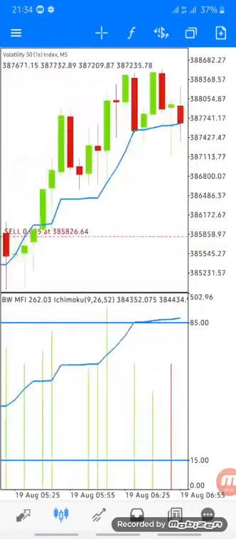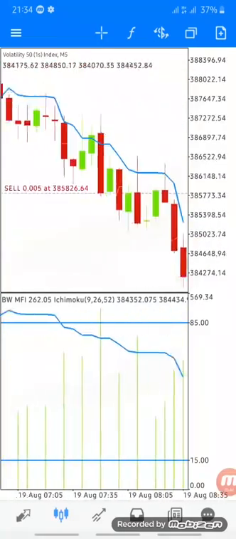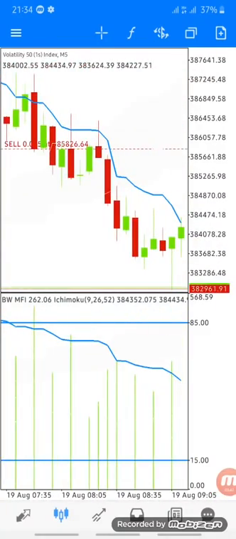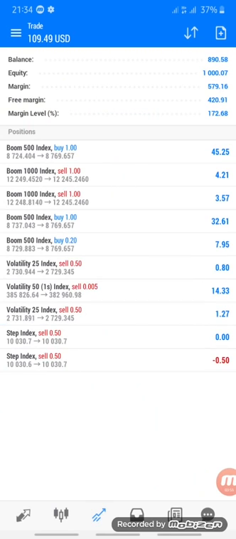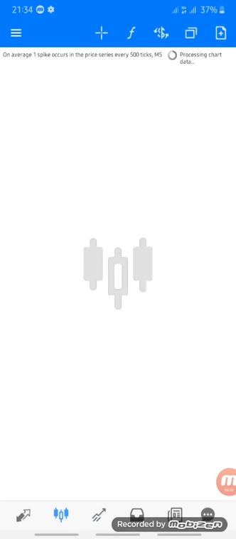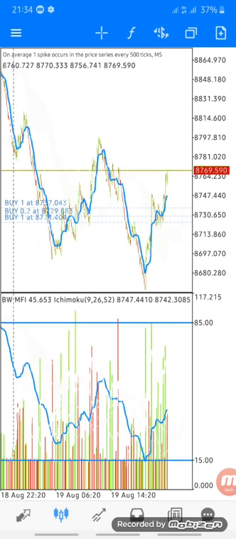Now, this strategy is very awesome. It works mainly on boom and crash. So you pinch it to the last, small like this. This was volatility. I don't have to be in volatility. Let me go to boom. Yeah, this is how you do it.